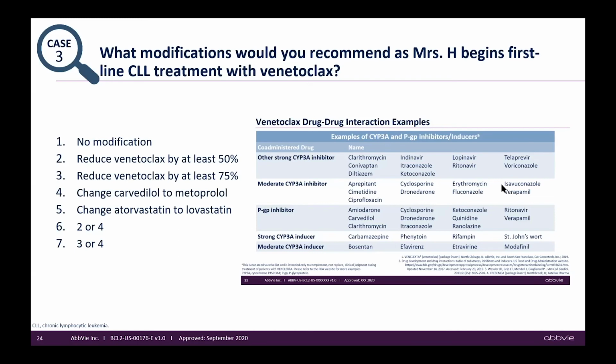So when we take a look through this, we see that it can be either 2 or 4. We can either reduce the venetoclax dose by 50%, as carvedilol is a P-gp inhibitor, or we could rotate that to a medication that does not interact and require modifications for venetoclax.